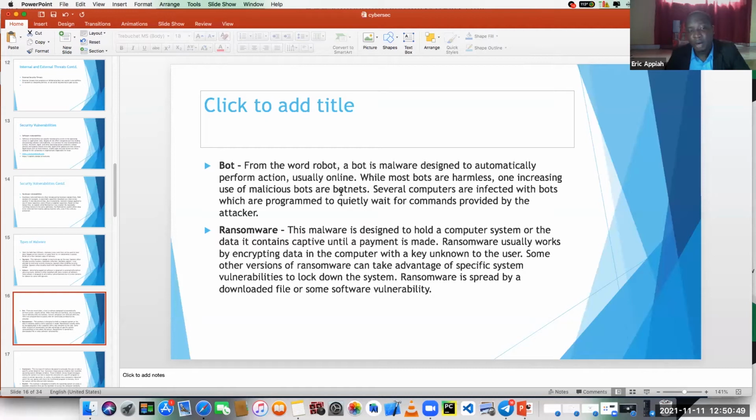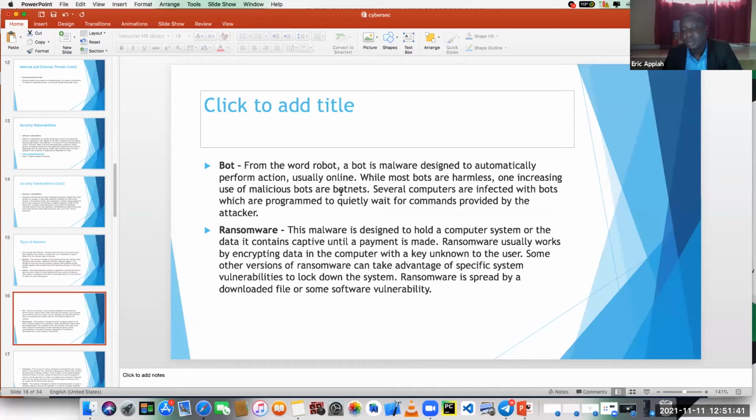Now let's talk about ransomware. Ransomware is recently used by hackers to infect computers. Now let's look at what ransomware is. You might have heard about it before, or you might have known someone who has been affected by it. It comes from the word ransom. Ransom means they hold on to your data and demand ransom or money from you to release your data. So this malware is designed to hold a computer system or the data it contains captive until payment is made.